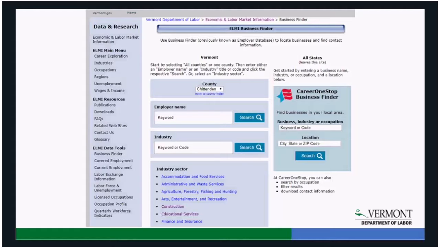It should be noted that the data you find here is not generated by the Vermont Department of Labor. This is from a private sector firm. We purchased this data from a private sector firm, but we believe it to be fairly accurate, and it will give you a good idea of what type of industries exist or what type of firms exist in an industry in your area.